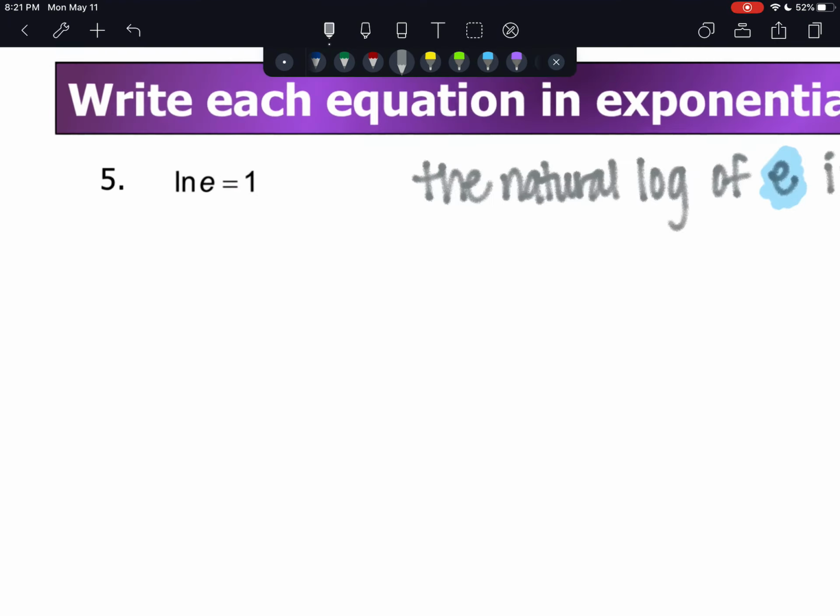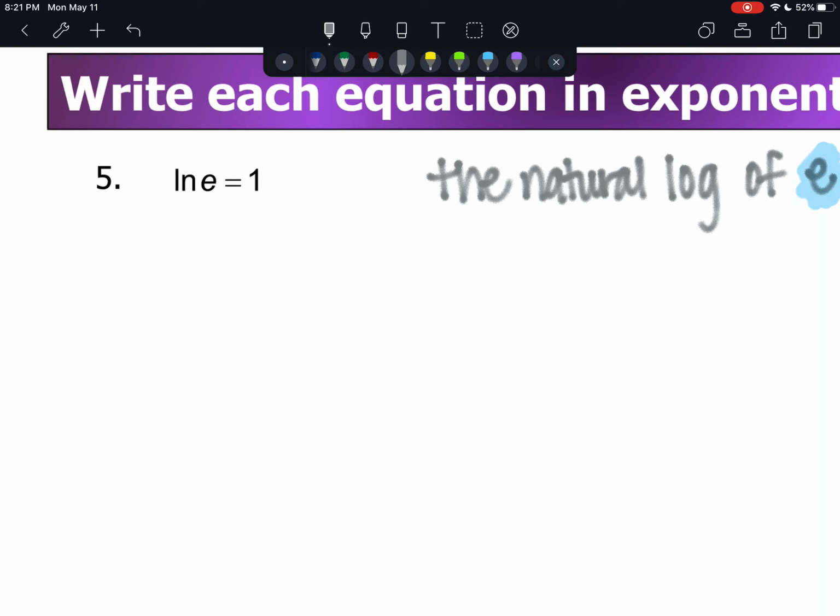So now I'm going to break down this natural log. Remember what I said, when you see ln, that really means log base e. So this right here means log base e. And then we have the argument of e equals 1.